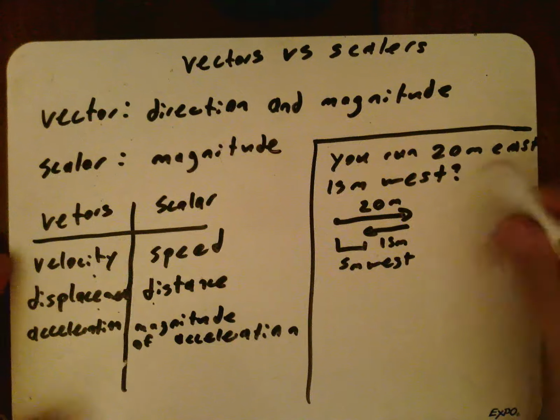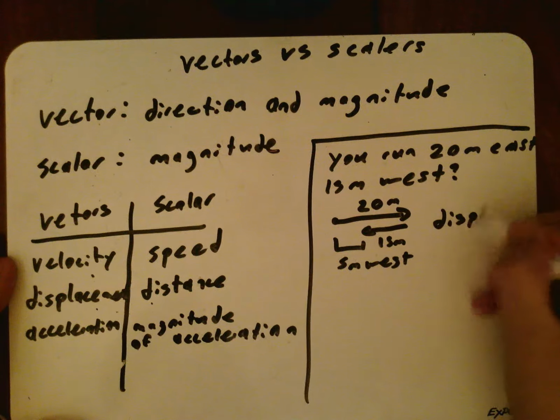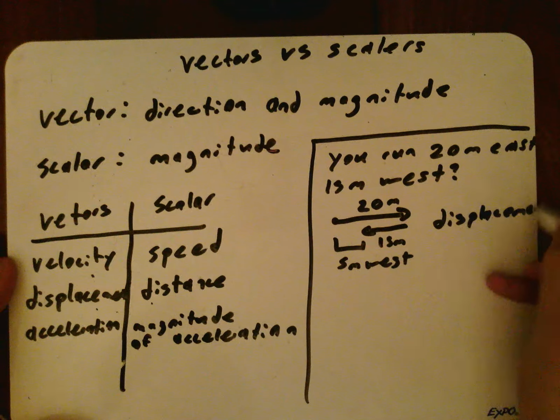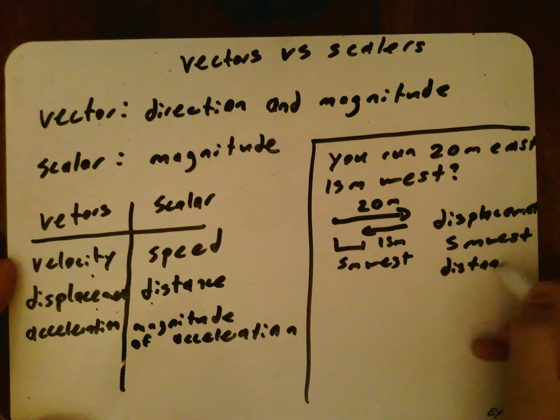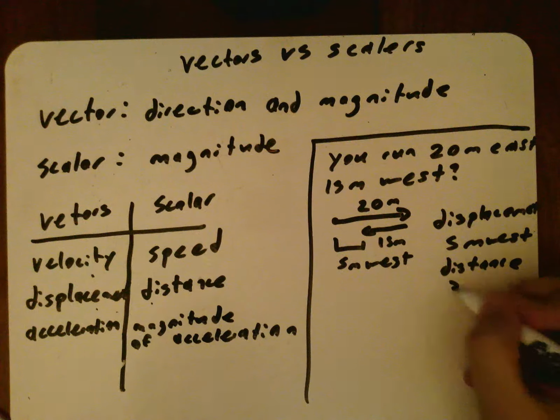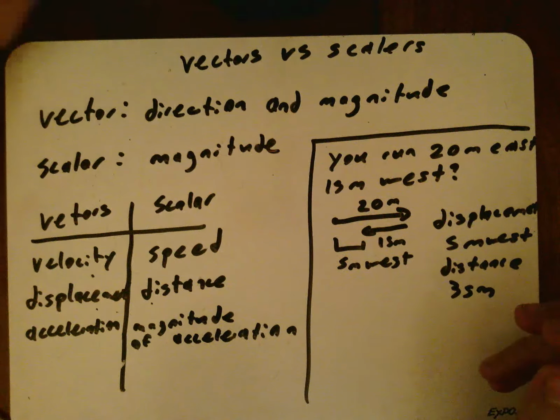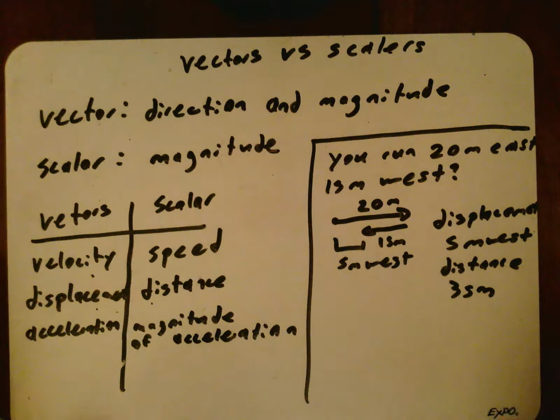Alright, so my displacement is 5 meters west, but my distance traveled was that 20 plus that 15, which is 35 meters. At 35 meters. Right? This distance doesn't have a direction.